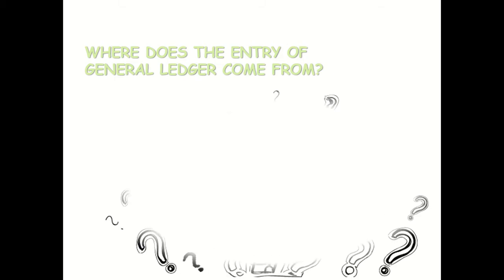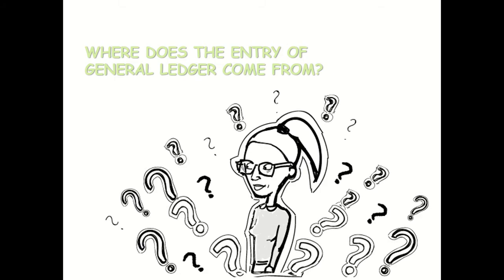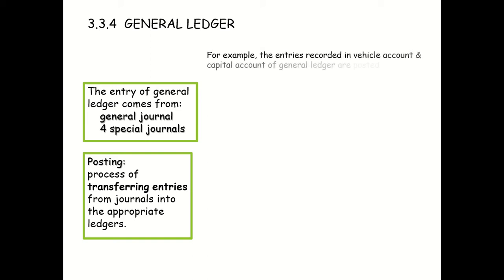Next, we will discuss where the entries in general ledger come from. The entries actually come from the books of original entry, which are general journal, and 4 special journals. The process of transferring entries from journals into the appropriate ledgers, we name this process as posting. Let's look at the example of posting from journal to general ledger.